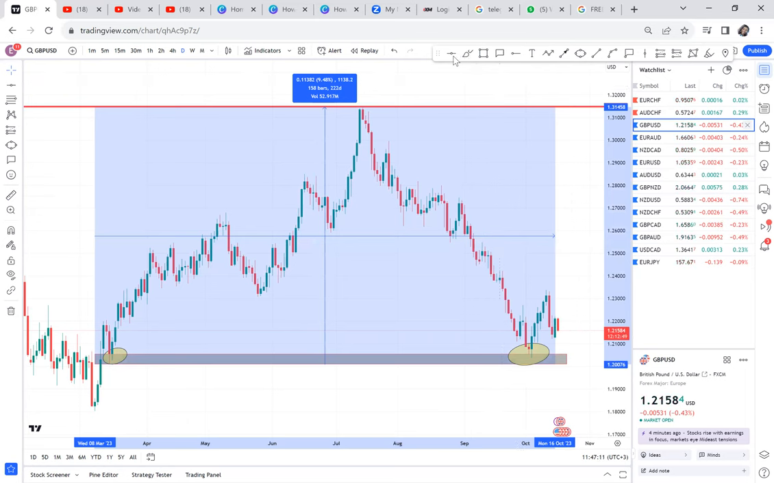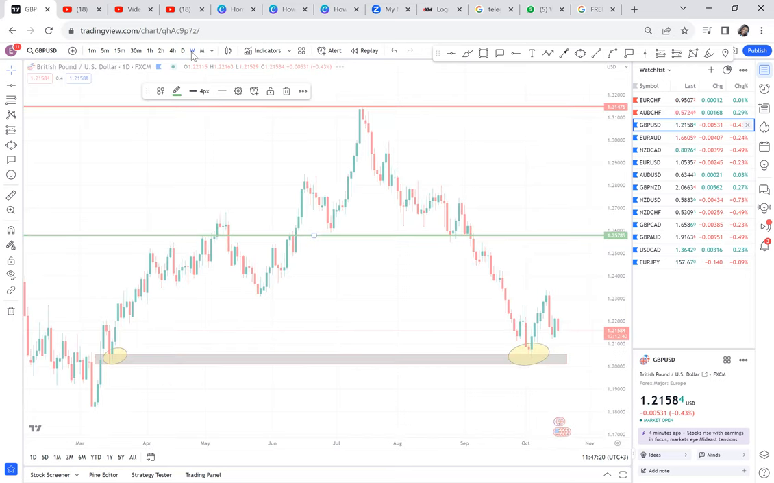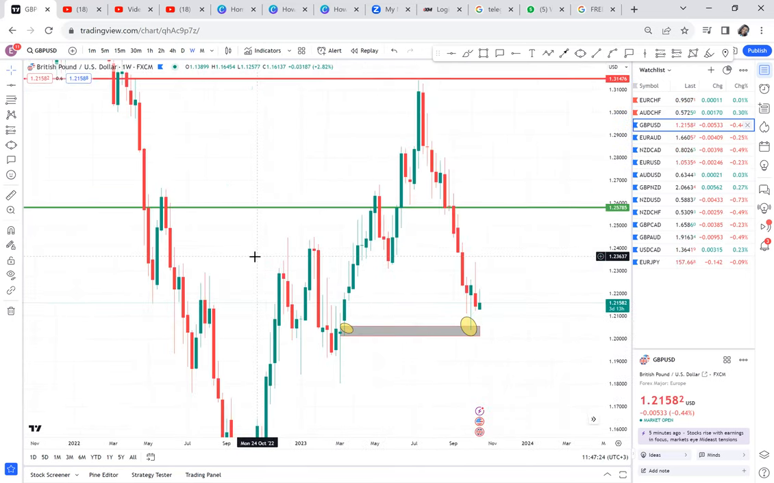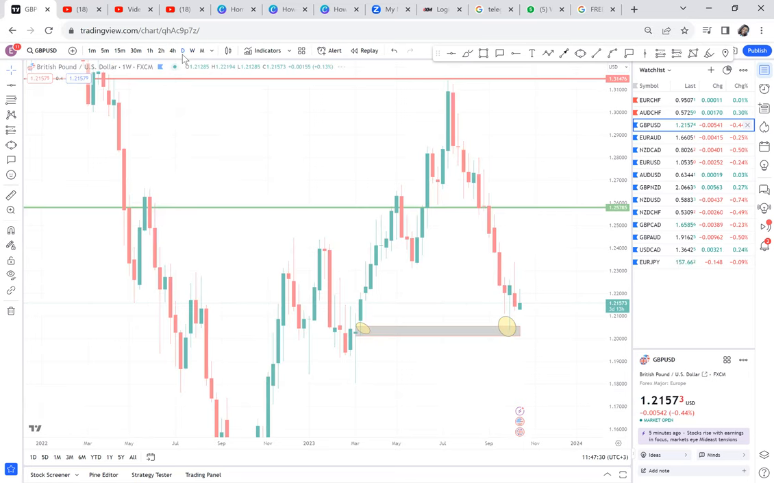So you can see that is my half. So the double bottom, you just need to check, is it on the weekly? Just like that. Because if it is on the weekly, we have no business trading it. It's not on the weekly. There is no support here. So the double bottom is very strong.